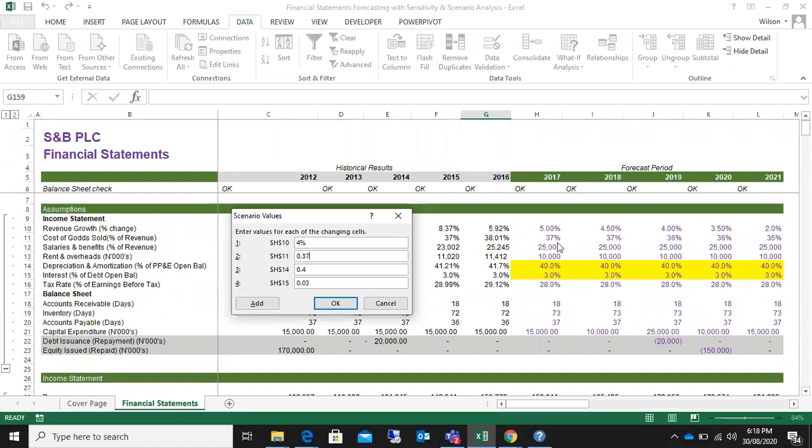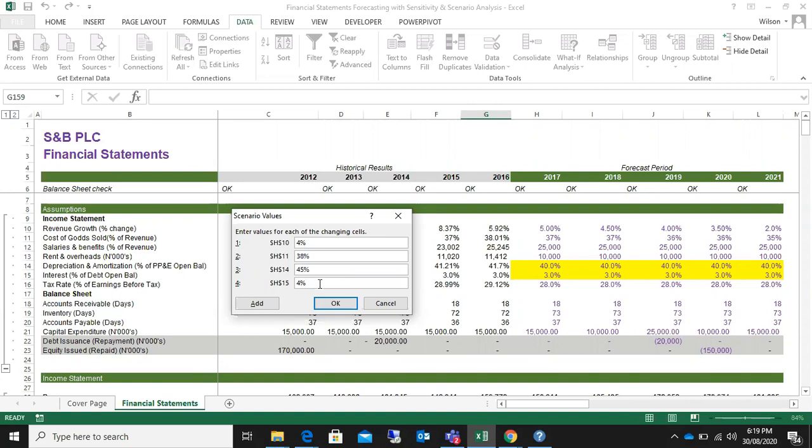Cost of goods sold, we are pessimistic, so it's going to increase to 38%. What again? Depreciation and amortization, we are at 40%, so it's going to increase, let's say 45%. Then interest, we are currently at 3%. It's going to increase, let's say to 4%.